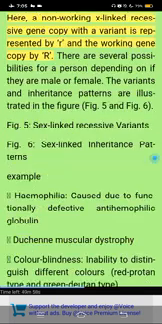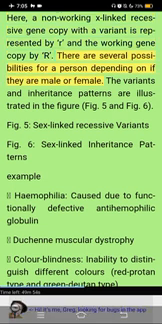Sex-linked recessive inheritance. Here, a non-working X-linked recessive gene copy with a variant is represented by r and the working gene copy by R. There are several possibilities for a person depending on if they are male or female. The variants and inheritance patterns are illustrated in Figure 5 and Figure 6. Figure 5. Sex-linked recessive variants. Figure 6. Sex-linked inheritance patterns.